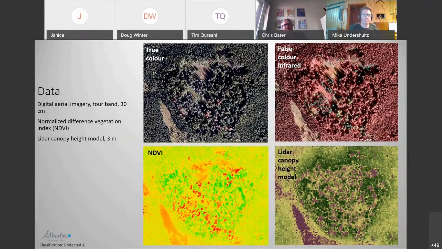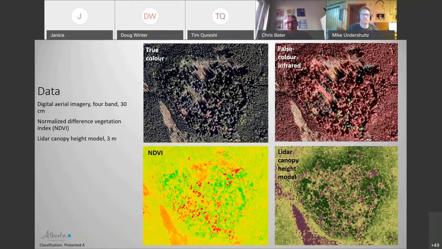And just a lessons learned moment here: the near infrared band was really important for the success of this project, and the ability to derive the NDVI. I'm pretty sure every presenter prior to us has mentioned NDVI. It's a difference ratio of the red and near infrared bands. And as you can see, the red crowns, the dead trees, are just leaping out at you in terms of the NDVI.